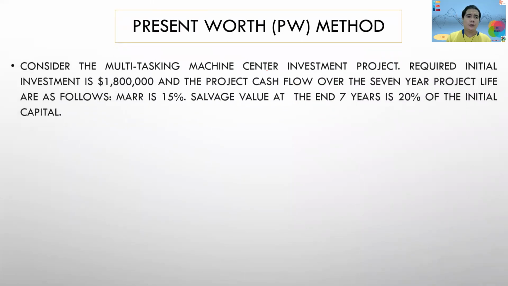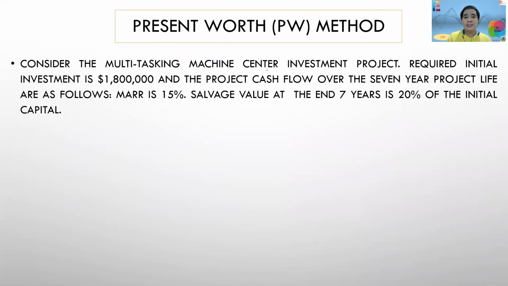Using the present worth method, consider the multitasking machine center investment project. So the required initial investment is 1.8 million and the project cash flows over a 7-year service life are as follows. Also, the MARR, or minimum attractive rate of return, that is requested by the company is about 15%. Salvage value at the end of 7 years is 20% of the initial capital of 1.8 million.